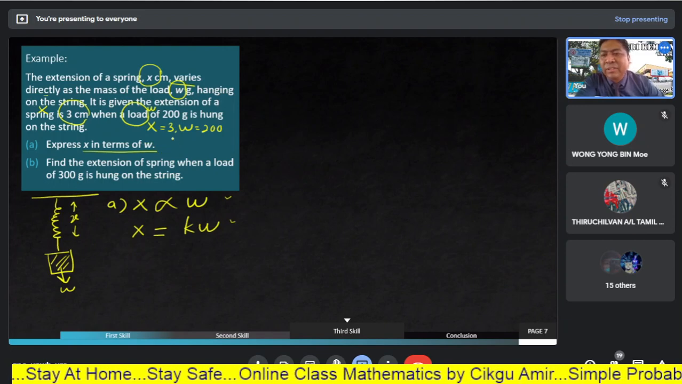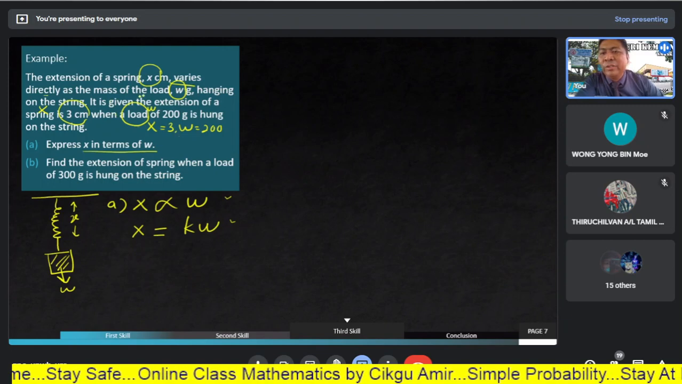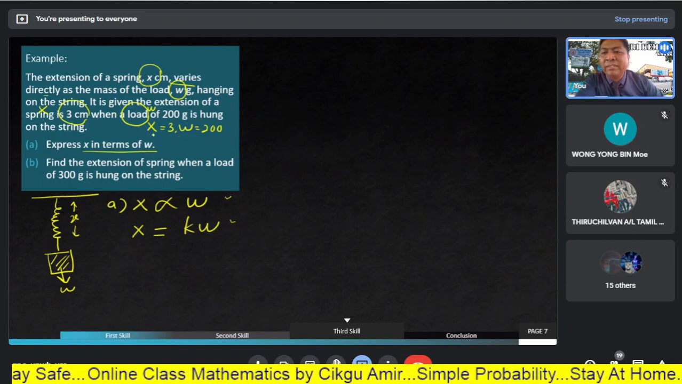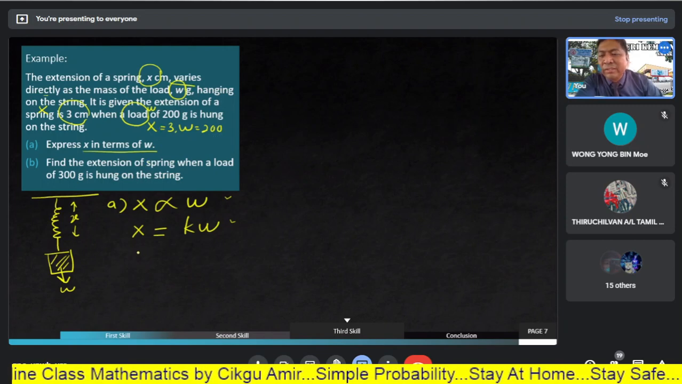Third step, substitute the value. The value we get from the question. X is 3, W is 200. Okay, substitute. X is 3.